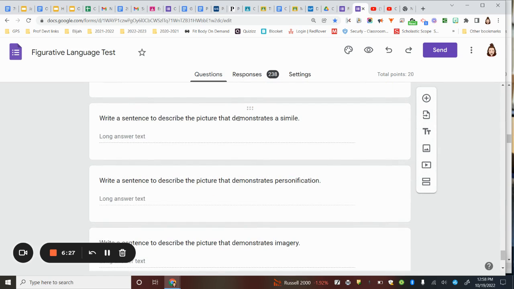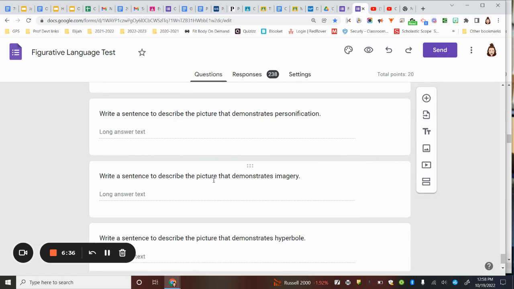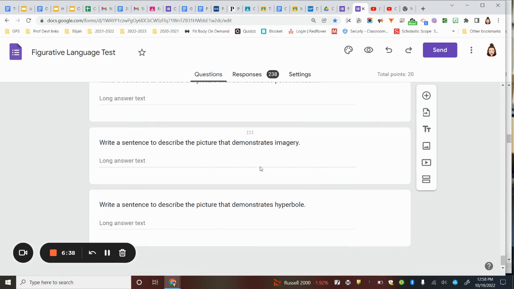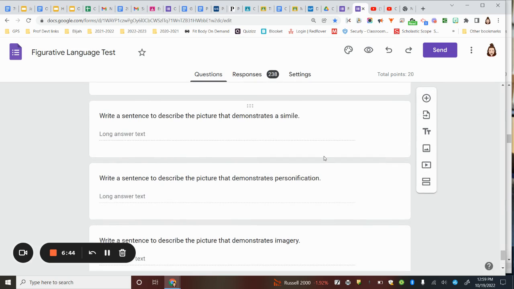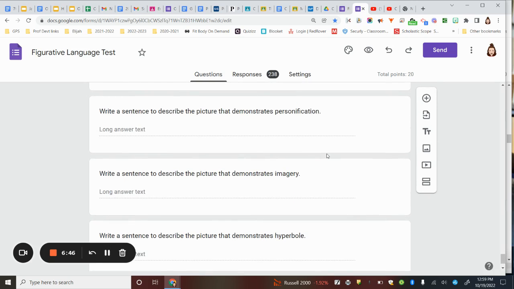Write a sentence to describe the picture that demonstrates a simile. Write a sentence that demonstrates personification. Write a sentence that describes imagery. And write a sentence that describes a hyperbole. Once you have written a sentence that describes each one of these 4 figurative languages, you are done.